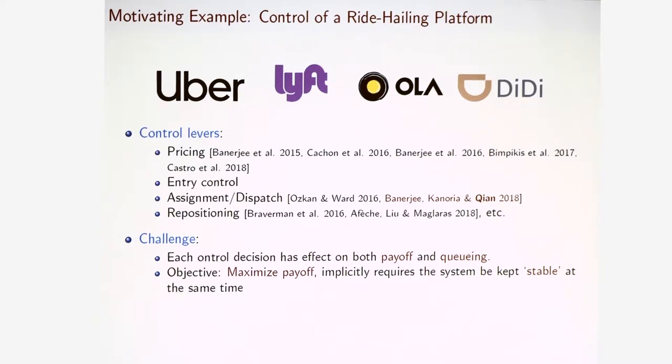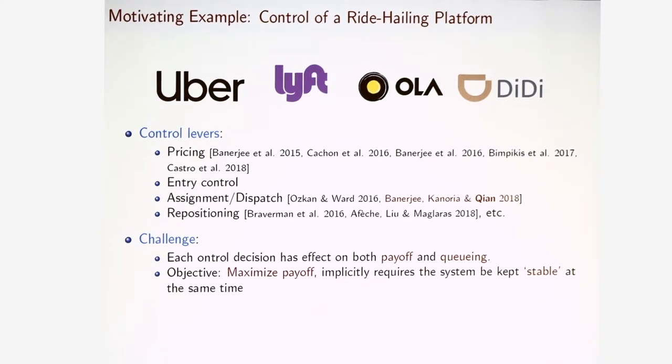Other control levers include assignment control, also called dispatch control, and matching control. So Yash, I, and Sid Banerjee had an earlier work on this. By assignment control, we mean when the demand enters the system, the platform can dispatch from one of the neighboring locations, and it gets to decide from where to dispatch. Other controls include repositioning of empty cars as well.